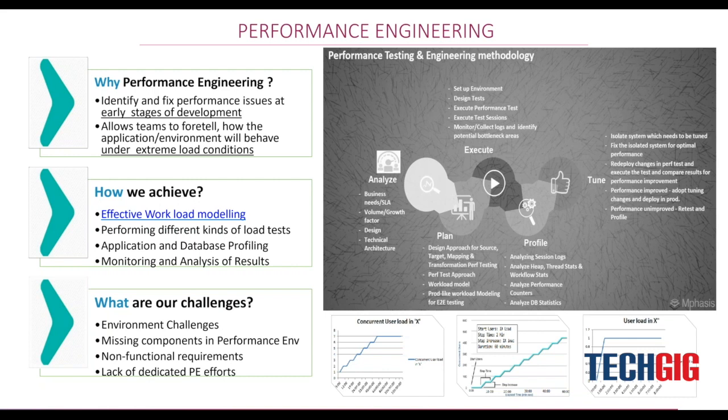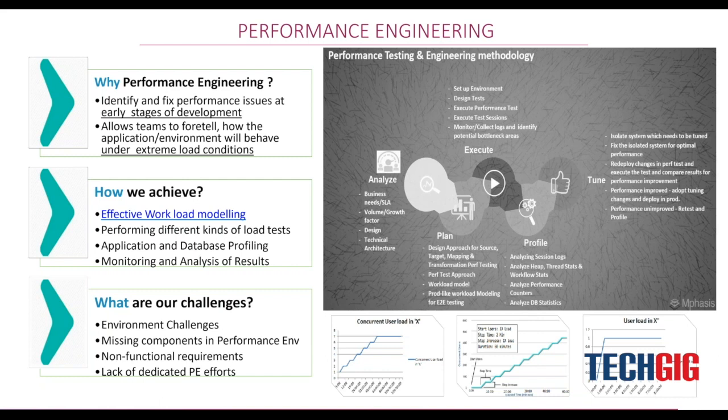So these are the four challenges that we have in the current PE life cycle. Going to this performance testing and engineering methodology, you can see there are various phases. Let me quickly take up the planning phase. Oh no, before the planning phase, let me take analysis. Analysis comes first? Yes, here we need to analyze the business requirements.